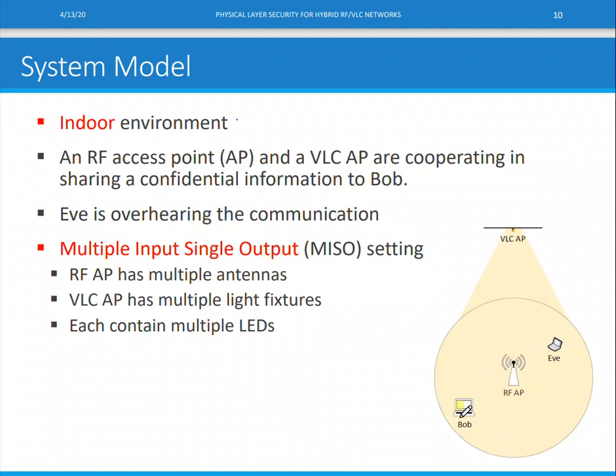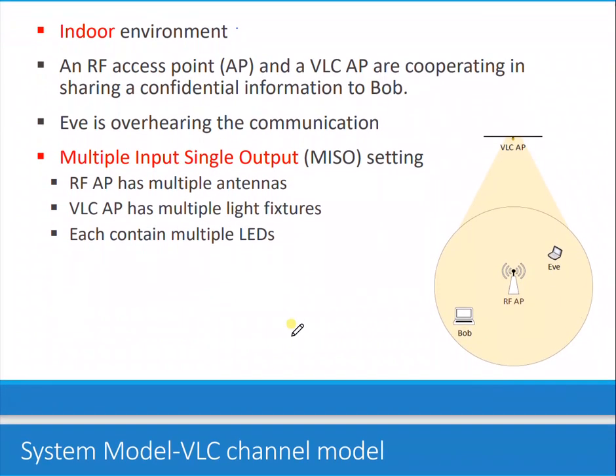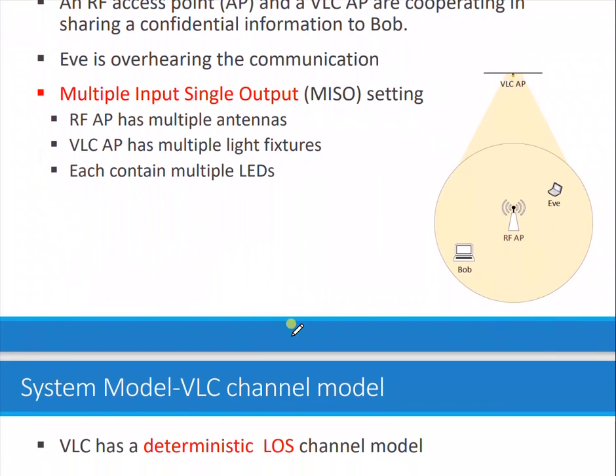So the RF has multiple antennas, so I guess it can be directed just to Bob. And the VLC has multiple light fixtures, and each contains multiple LEDs.